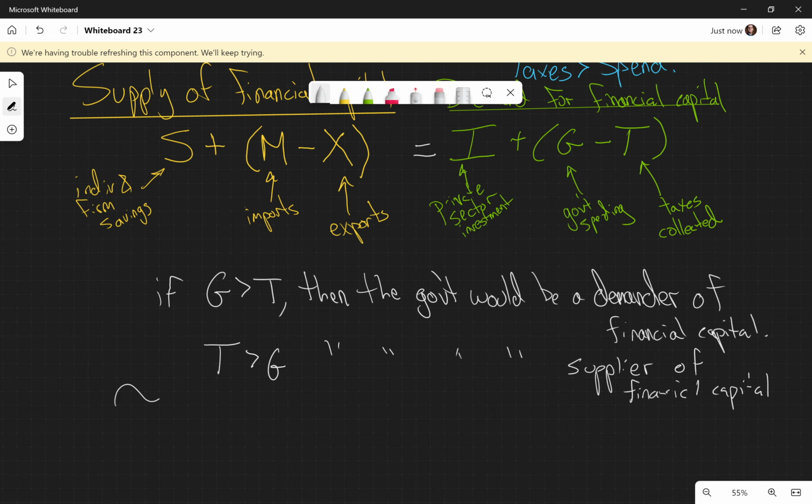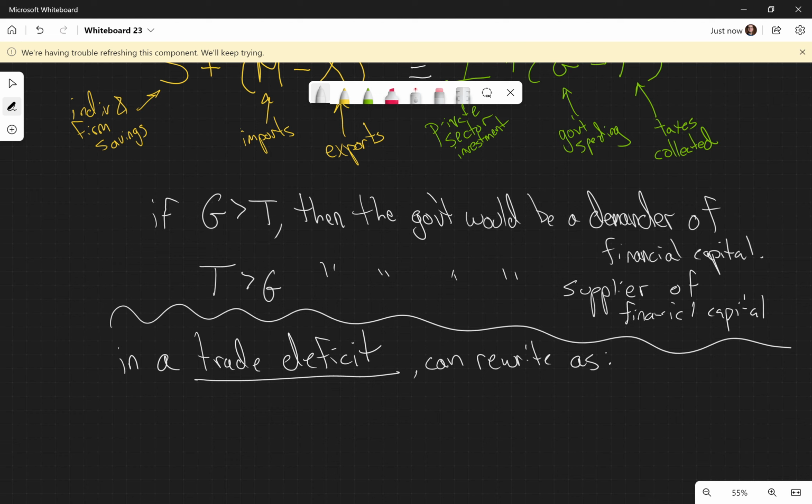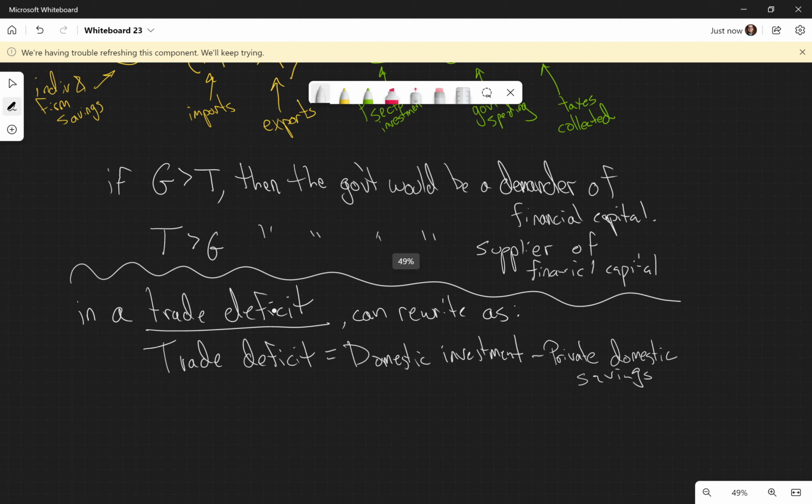If we were to just assume that we're in a trade deficit, then the national savings and investment identity can be rewritten as the trade deficit is equal to all of the domestic investment minus the private domestic saving minus the government or public savings.